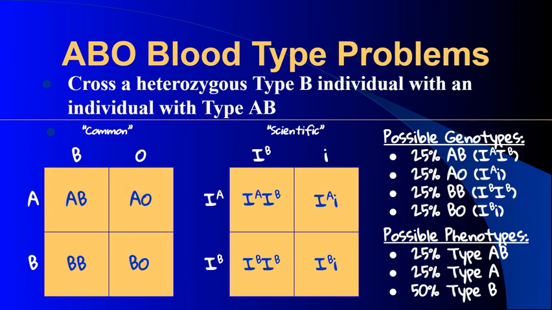In this problem, we're now crossing a heterozygous type B individual with an individual that has type AB blood. Again, you can see the common as well as the scientific way of doing the Punnett squares. And then you can see the possible genotypes and phenotypes of the offspring.